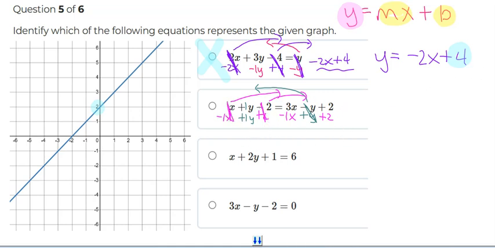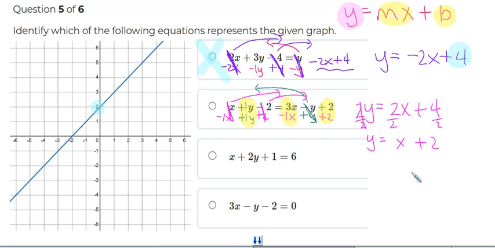So focus on what you have left here. We have this, this, and this that we need to combine. So 1y and 1y make 2y. 3x minus 1x makes 2x. And then 2 and 2 make 4. We're not quite done with this one. We do still need to divide everything by 2, leaving us with y equals 1x plus 2.